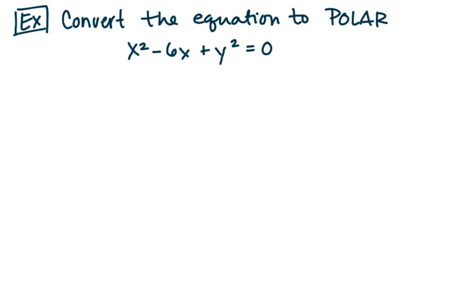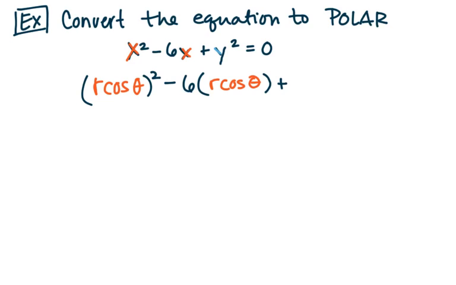So what does this mean? Well, if we want to convert to polar, that's going to simplify our notation, essentially. So thinking about what we know, x is equal to r cosine theta. So I have r cosine theta squared minus 6. I'm going to turn this x into r cosine theta. We've got two x's there.